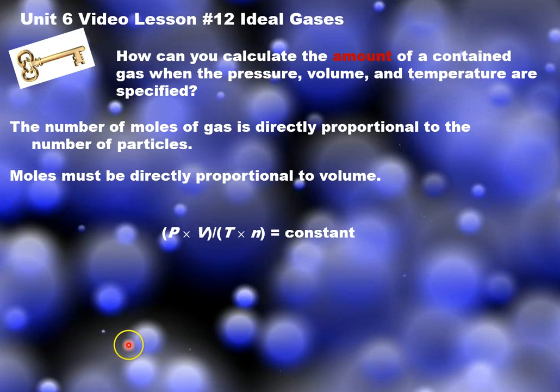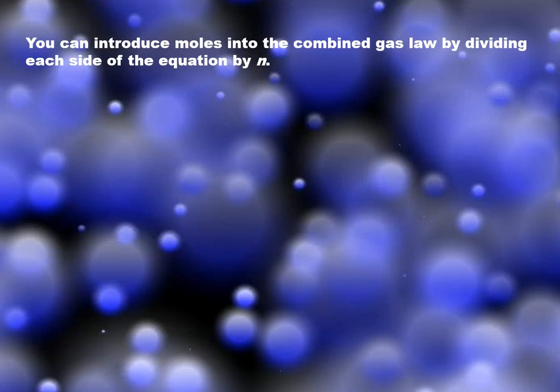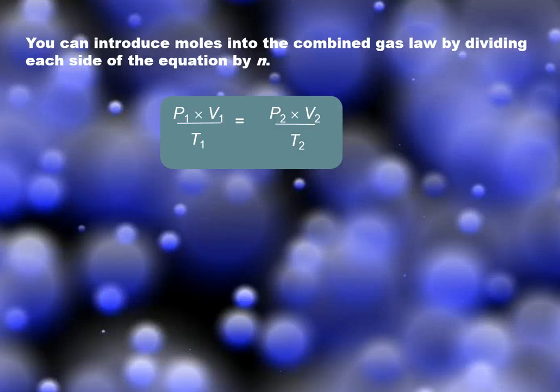So if you take the pressure and the volume and you divide that by the temperature and the number of moles, that is going to be equal to a constant. So how do we get that? Well, we can introduce moles into the combined gas law by dividing each side of the equation by n. So let's see that. We have P1 times V1 over T1 is equal to P2 times V2 over T2. So we're going to introduce the number of moles. We're going to divide each side by the number of moles. So we have n1 on the left side and n2 on the right side.